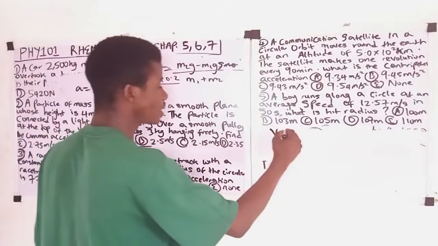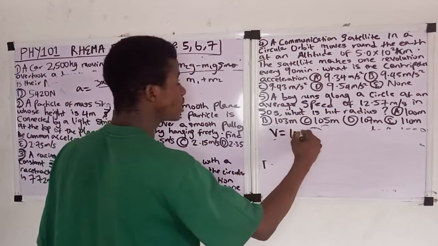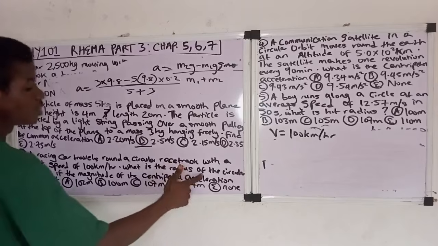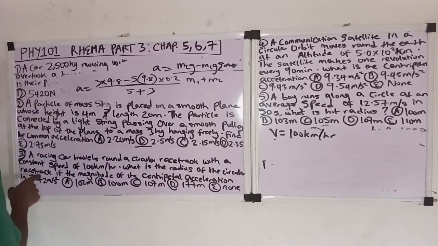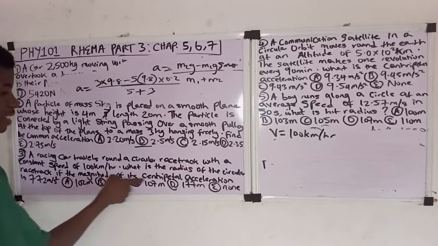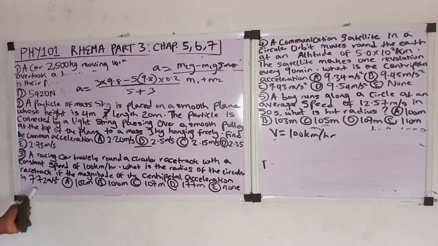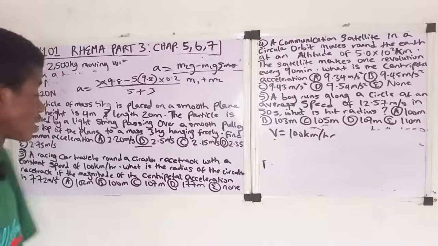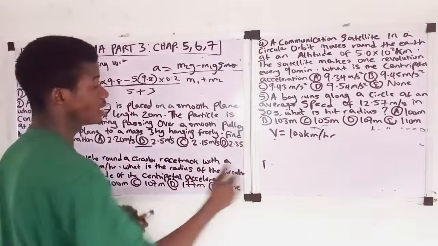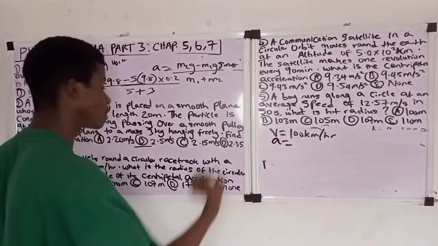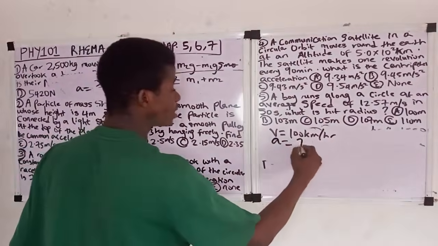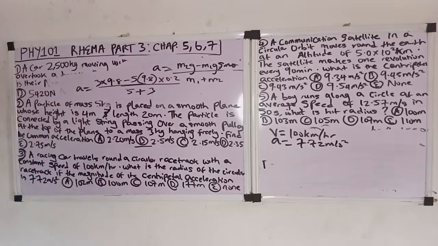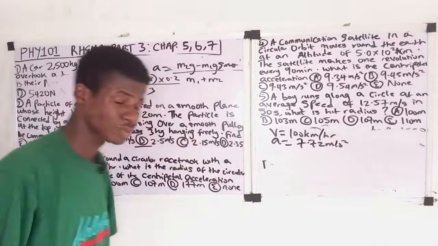So the velocity is 100 kilometers per hour, right? What is the radius of the circular racetrack if the magnitude of the centripetal acceleration is 7.72? This question comes from circular motion. This is the velocity, and this is the centripetal acceleration, 7.72 meters per second squared. They're asking us to look for the radius.